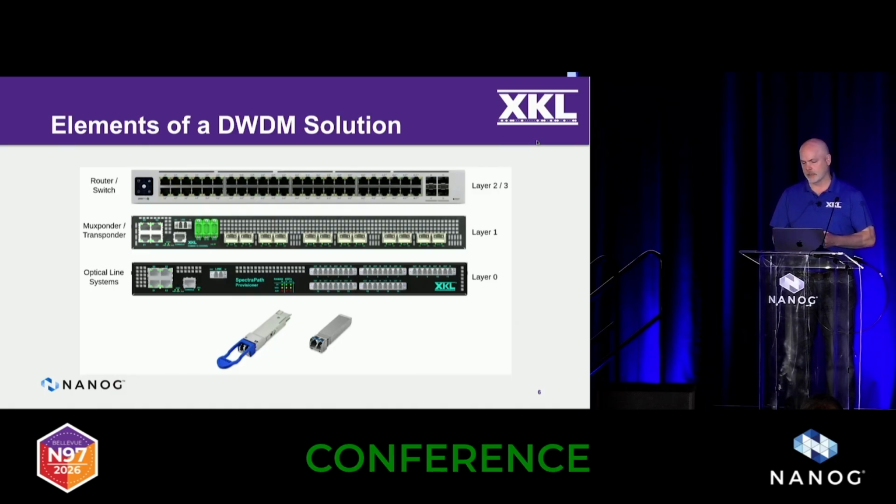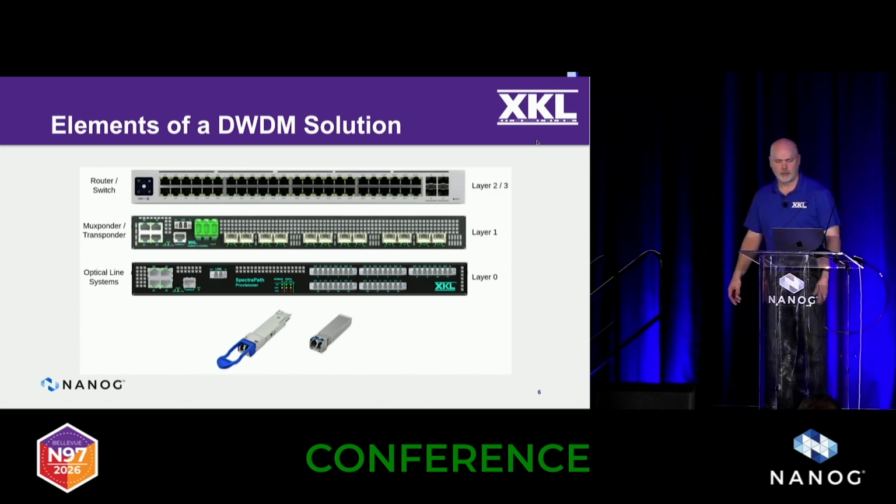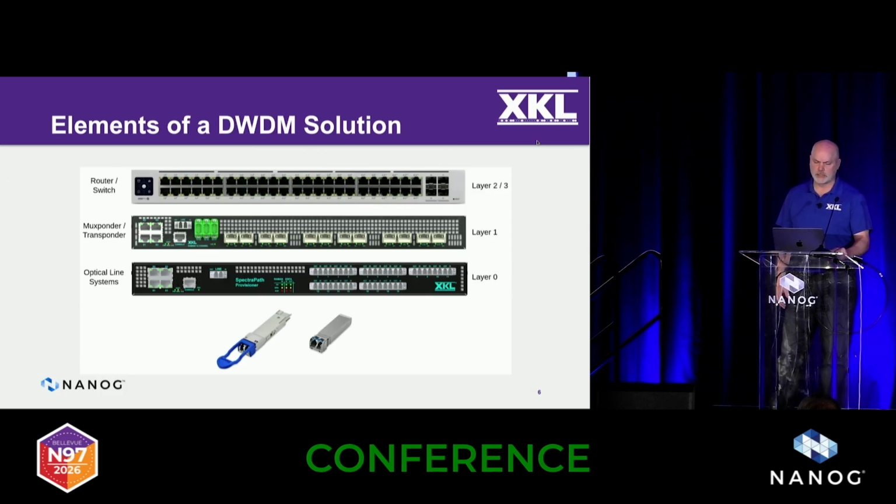So here are your basic elements, right? Layer 2 and 3 devices, switches and routers. Layer 1, your muxponders, your transponders. And some people like to call that layer 0. I'm not sure I'm on that camp, but generally that's your physical cabling, right? That's your power and whatnot. But I listed it here as just the line system. That's things like the amplifiers, the filters, your ROADMs, etc. Just calling that layer 0 for a little distinction in this talk. And then, of course, your transceivers.